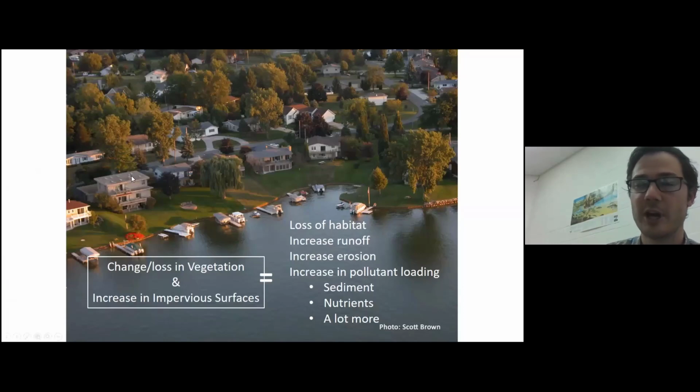So like the roads, our houses are getting bigger. The vegetation is lost, or is changed to lawn grass, which is not as ideal along water edges. We've hardened the shoreline because of erosion, and this has created a major impact on our water bodies. From the loss of habitat, we have increased runoff, increased erosion, increased pollutant loading from sediment, nutrients, and a whole lot more. So it's a serious issue on our water bodies across the state.